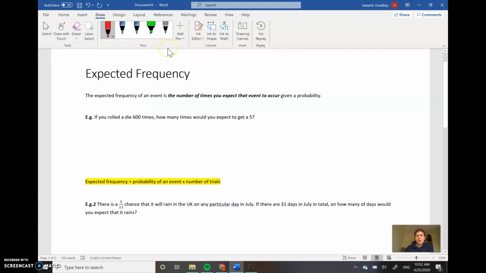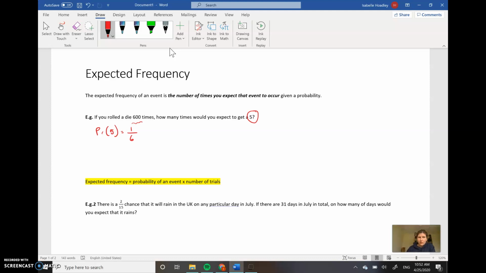So if we roll a dice 600 times, most of you can probably do this in your head because it's just common sense, but there is a formula to work it out. If you roll a dice 600 times, how many times would you expect to get a 5? I think everyone could work that out: you would expect 100 5s, because you would expect around about 100 of each number if you're rolling 600 times. Now, to work this out in a more mathematical way, we know the probability of getting a 5 is 1 out of 6.